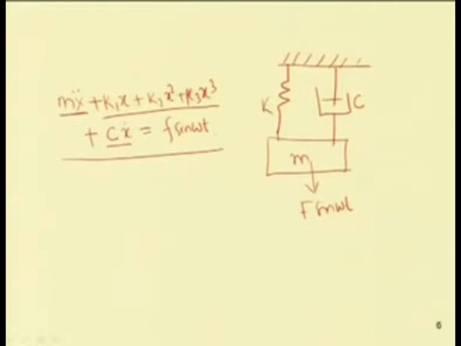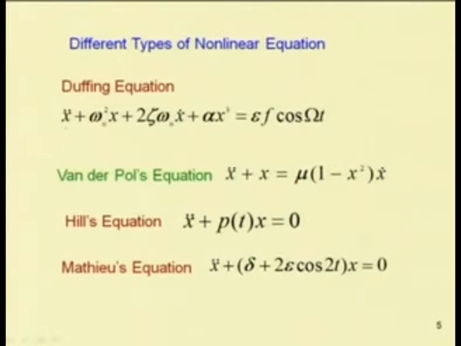So, this equation is of Duffing type. I can write this equation in this form: x double dot plus omega n square x plus 2 zeta omega n x dot plus alpha x cube. I can add some other nonlinear term like beta x square, equal to epsilon f cos omega t. Last class we also studied the scaling parameter, used to order the nonlinear equation.